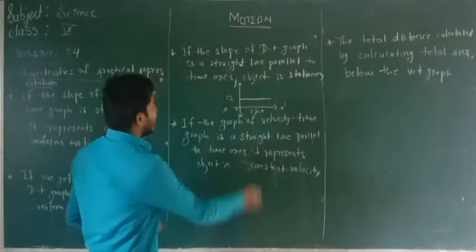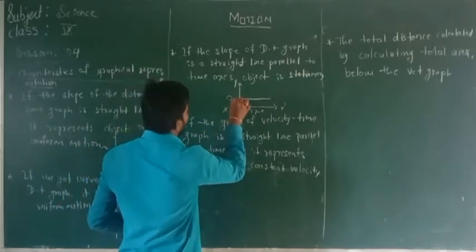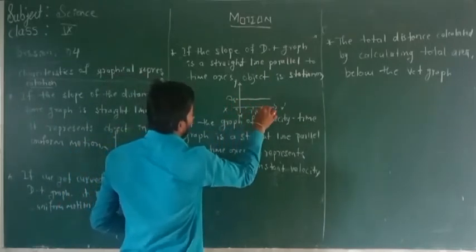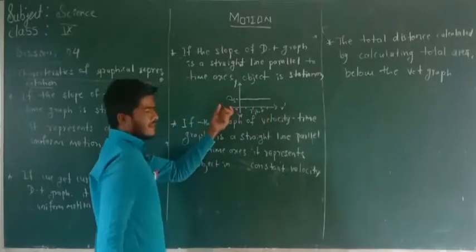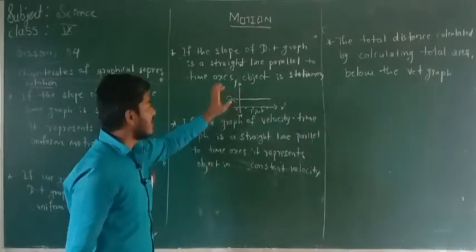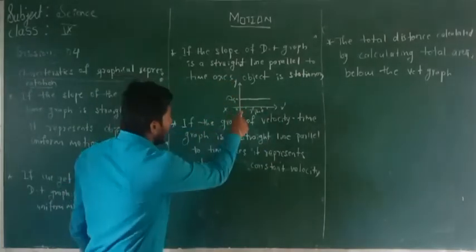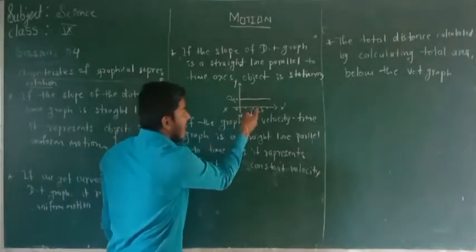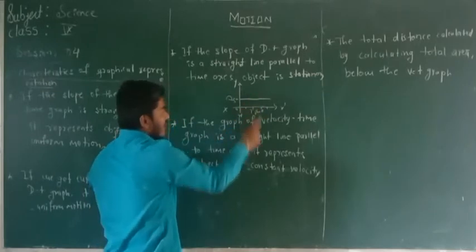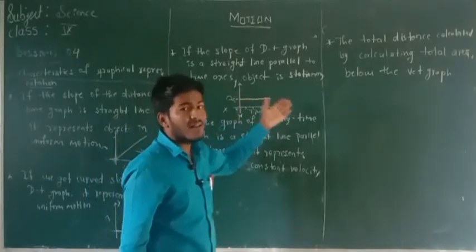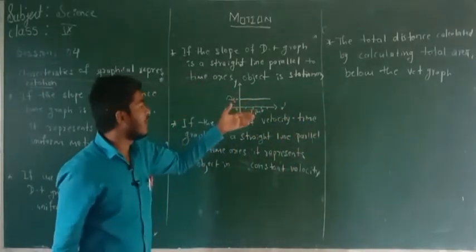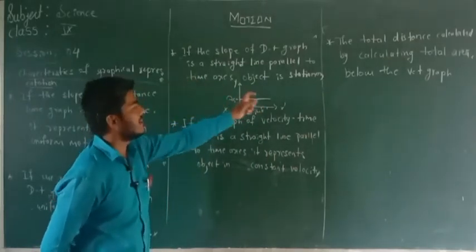Why? Because I am considering here 5 meters and 1, 2, 3, 4, 5, 10 seconds. At 0 seconds, the object is at 5 meters. After 1 second also it is at 5 meters. After 2 seconds also it is at 5 meters. That is, this parallel slope represents that the object is stationary.